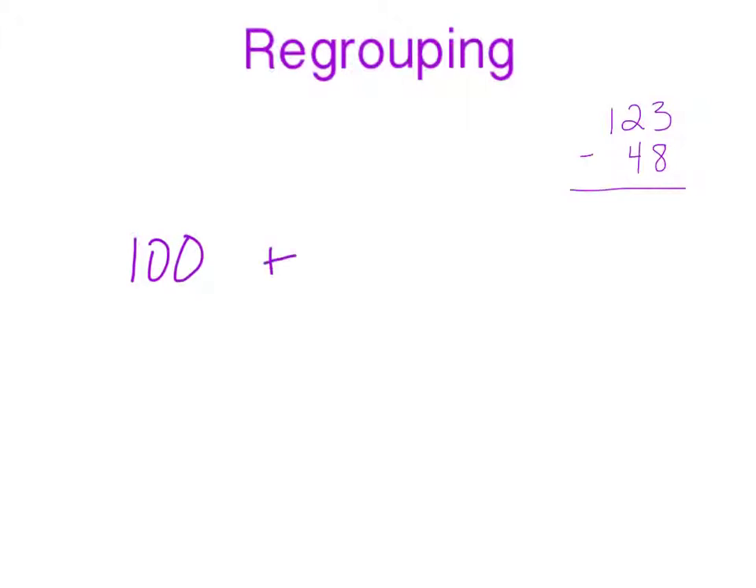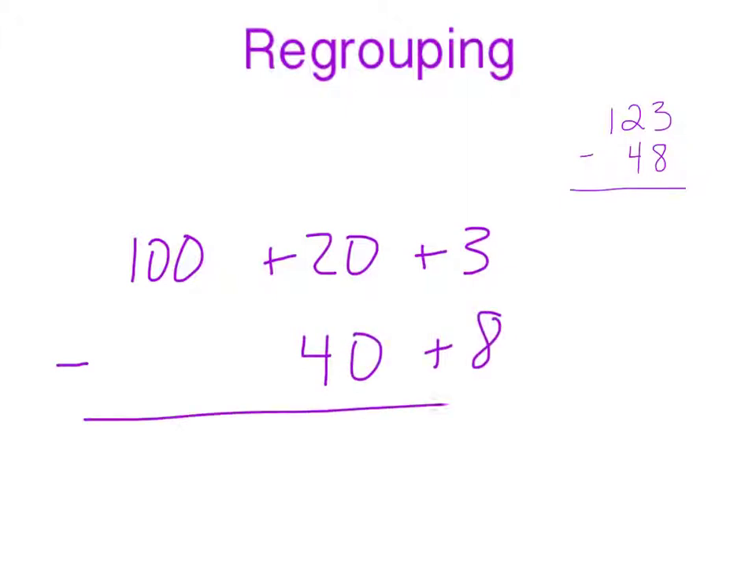100 plus 20 plus 3 minus 40 plus 8. You can see what I've done is I've taken my numbers and broken them out into their place values so that I can manipulate them and see what each digit actually stands for. In order for students to master the regrouping algorithm, it's important for them to have a strong understanding of our place value system. One idea that I like to stress with students when teaching them this algorithm is that the top number, 123, doesn't change when we use this algorithm.